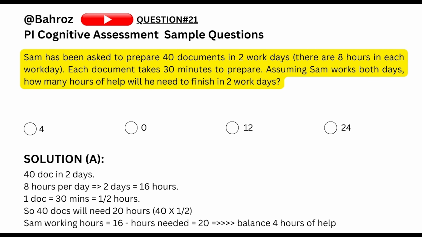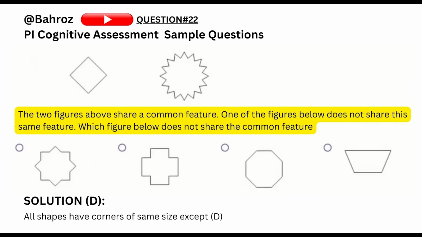Assuming Sam works both days, how many hours of help will he need to finish the work? So 40 documents will need 20 hours, which is 40 divided by 2, because each document takes 30 minutes. So we need 20 hours. Now Sam, when he works 2 days, spends 16 hours. So Sam is working 16 hours, but we need 20 hours. So we need help with 4 hours. So 20 minus 16, balance is 4. And hence answer is A.